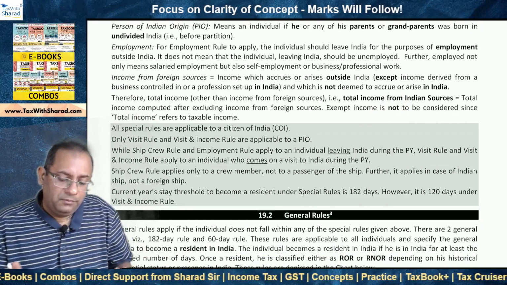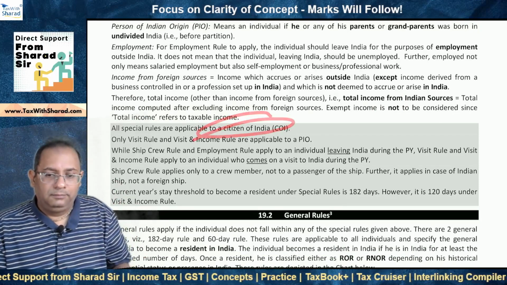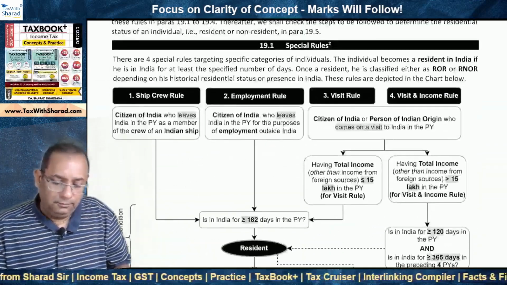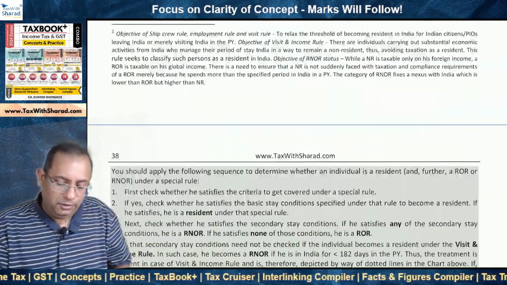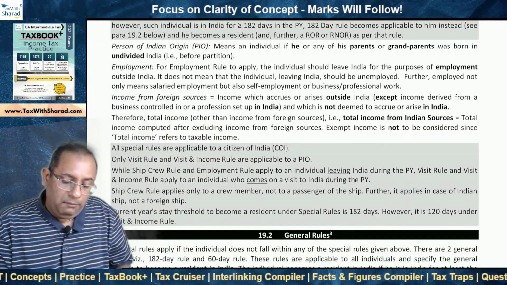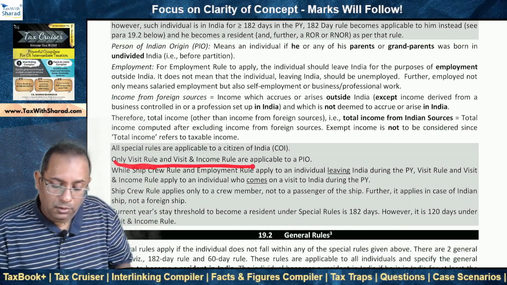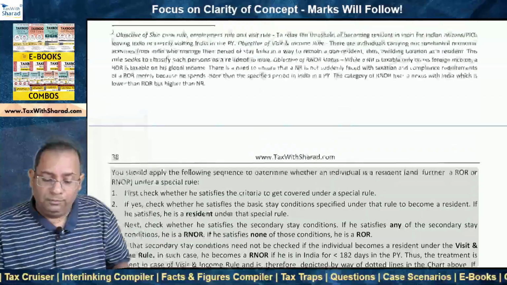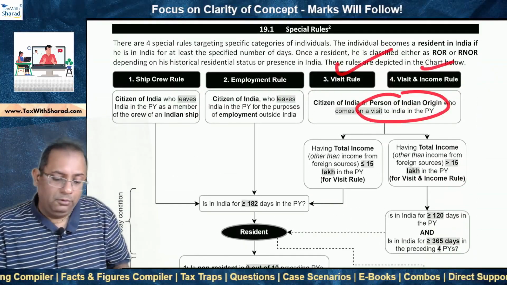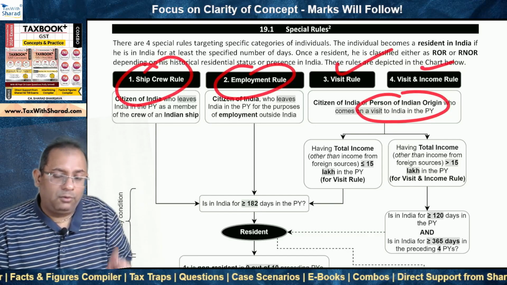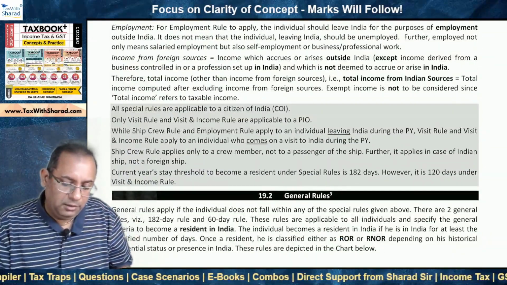Now some quick points. All the special rules that we saw above are applicable to a citizen of India. All the four special rules. But only the visit rule and the visit and income rule are applicable to a PIO, a person of Indian origin. Only rules number 3 and 4. The ship crew rule and the employment rule are not applicable to a PIO. Keep this in mind.